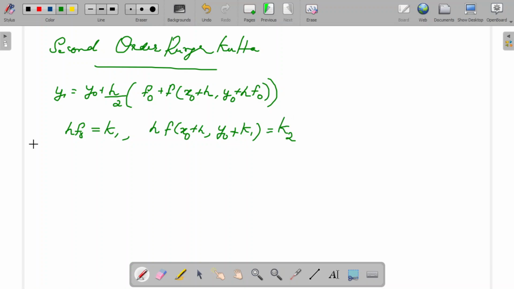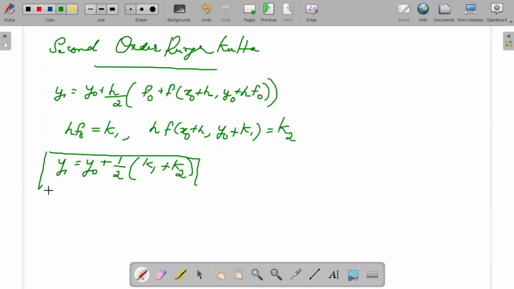So finally, how will I write? I'll write y1 equal to y0 plus 1 by 2 into k1 plus k2, since h is taken care of in k1 and k2. h into f0 is k1, h into this part is k2. So this is how we represent the second order Runge Kutta method.